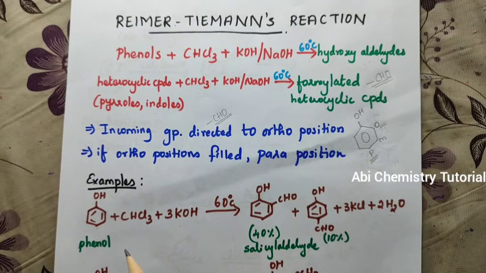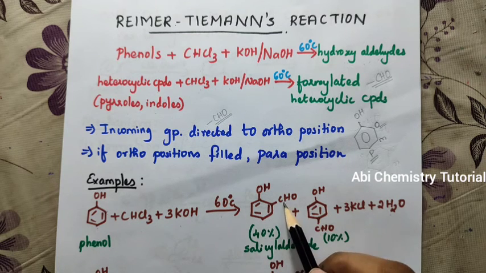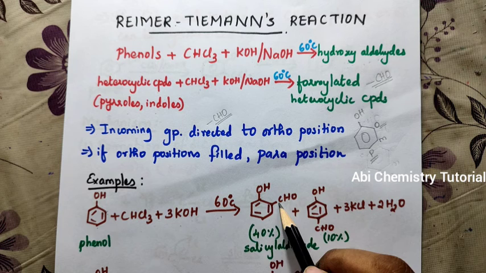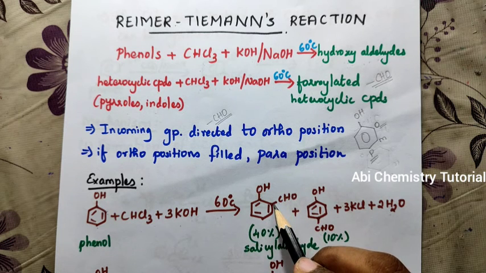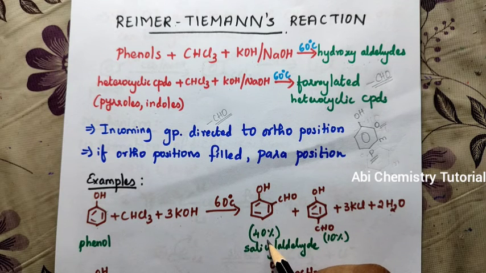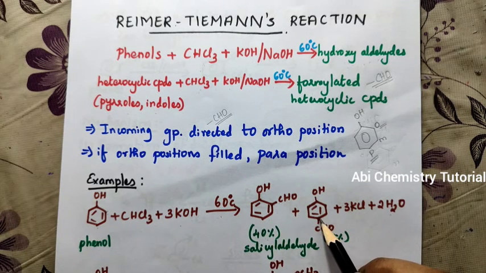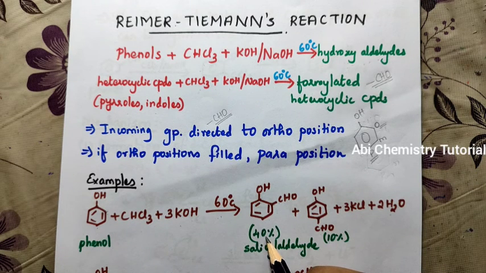So for example, this is phenol subjected to the Reimer Tiemann reaction, that is chloroform and KOH at 60 degrees Celsius, and we get salicylaldehyde. So CHO is substituted at the ortho position, which is the major product, 40% yield, and the para position substituent is only 10%, that is the minor product. So the major product is the ortho product. Mostly the incoming group is directed to the ortho position.